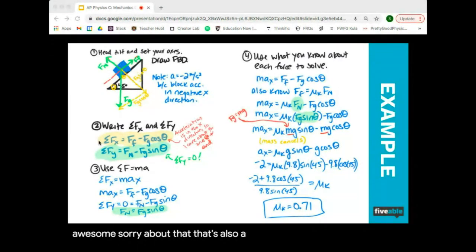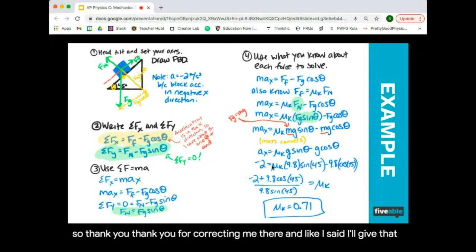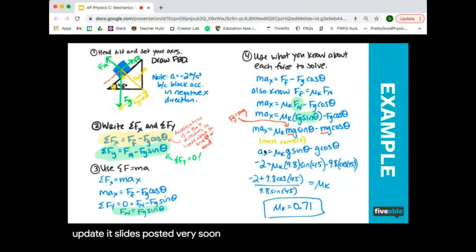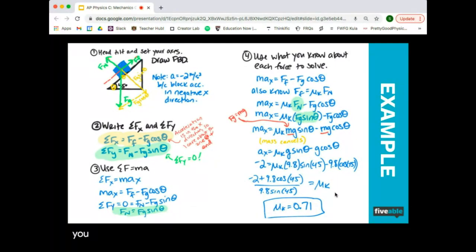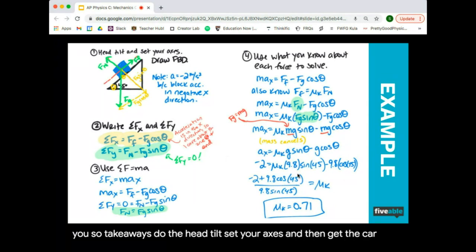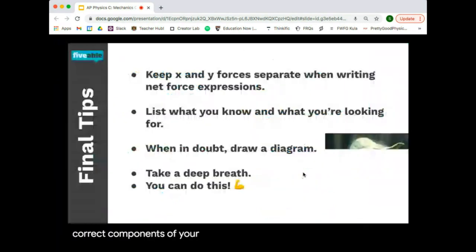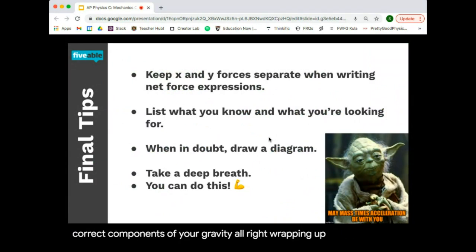That's also actually a takeaway here. That's a really common mistake, and I just did it. But you should not do it on the test. So thank you for correcting me there. And like I said, I'll get the updated slides posted very soon. All we need to do is just flip sine and cosine in all of these expressions, and the rest of it I think is good. But yeah, thank you. So takeaways: do the head tilt, set your axes, and then get the correct components of your gravity. All right, wrapping up.